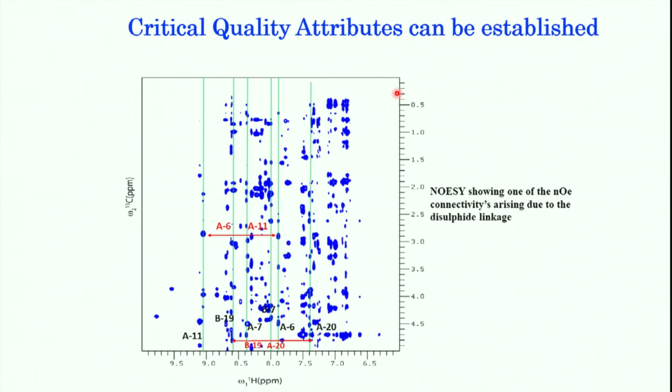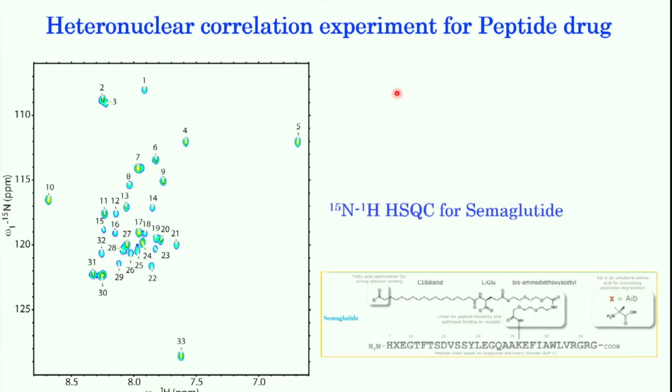Now, insulin, as you know, has 3 disulfide bonds, and that can also be investigated to see whether they are correctly folded or not. You can see in NOESY that 2 peaks are coming together, and that says that they are folded, and therefore, if you are getting a peak in NOESY, it says they are within 5 angstrom distance. So, not only the structure, but it also establishes the critical quality attribute by recording this NOESY experiment.